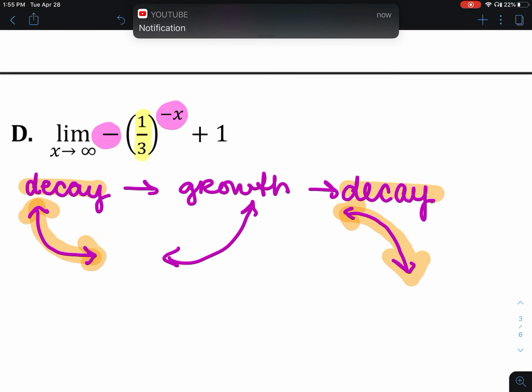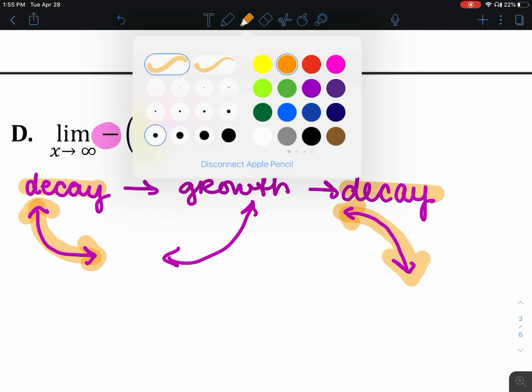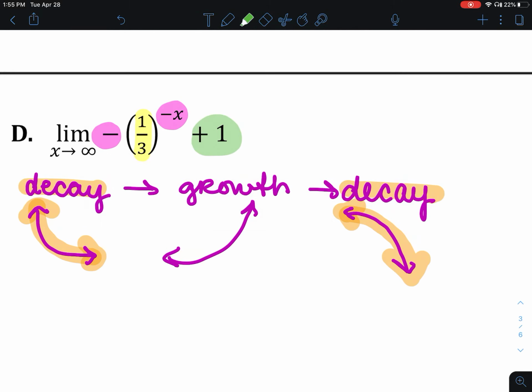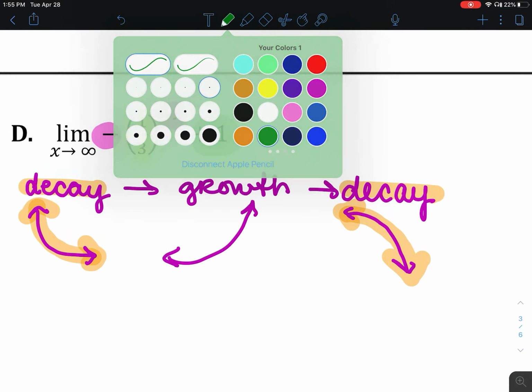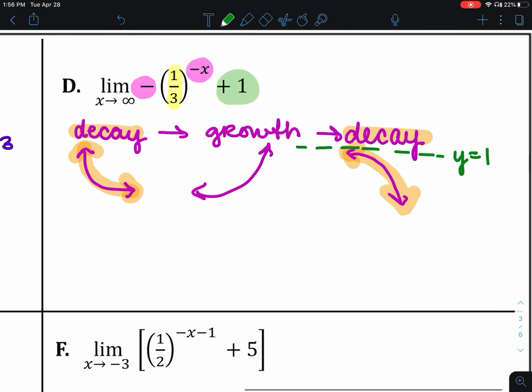Okay, so the final piece to this problem, again, we want to take a look at the +1. That is going to be our horizontal asymptote. So we got y equals 1. So now we have a general idea of what the graph is looking at, and now we want to talk about what is going on when the function approaches positive infinity. Well, positive infinity is this way. And so this is going towards negative infinity, therefore DNE.